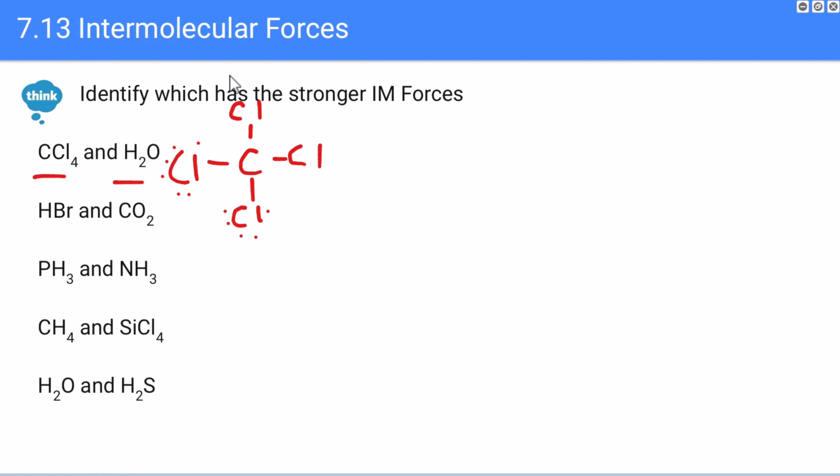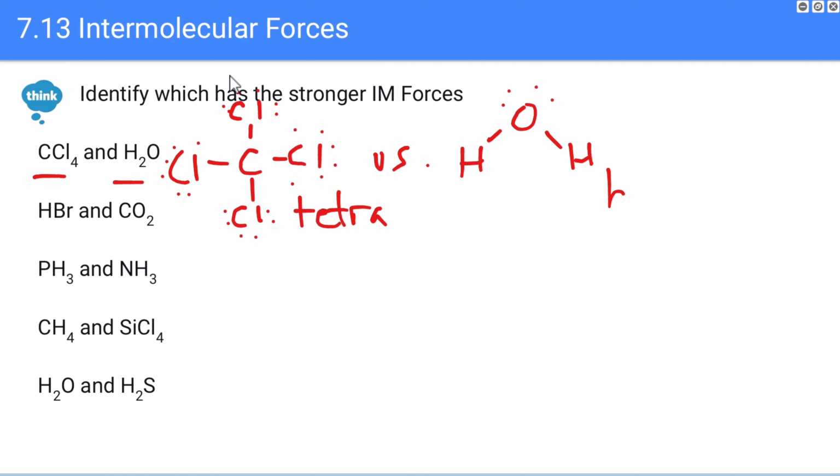I may need a little bit more room later on, so we may need to erase some of these, which is okay. And we're going to have that against H2O. Okay, so our next step, once we've gone through and drawn out the correct Lewis dot structures, is to figure out the geometries and the polarities for these. So CCl4 is going to be tetrahedral. Water is bent. This is a non-polar molecule, while H2O is a polar molecule.